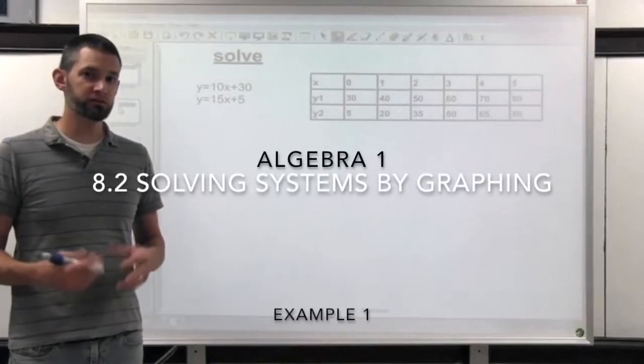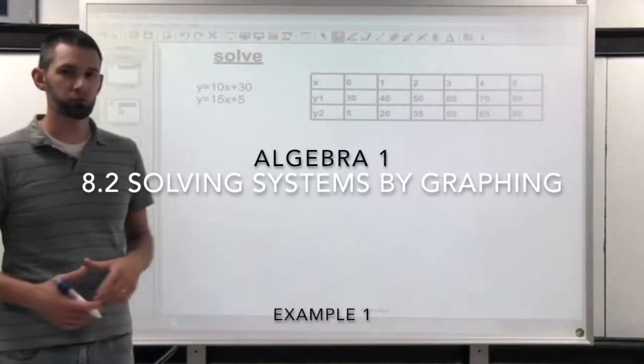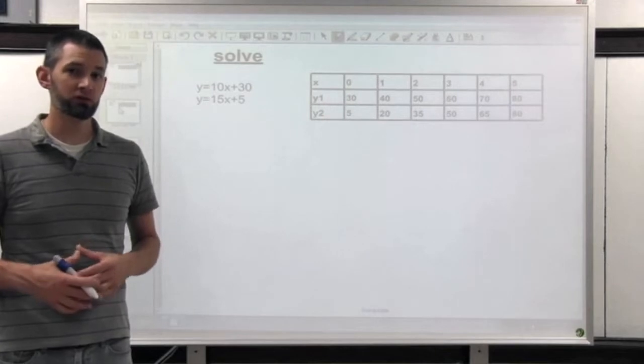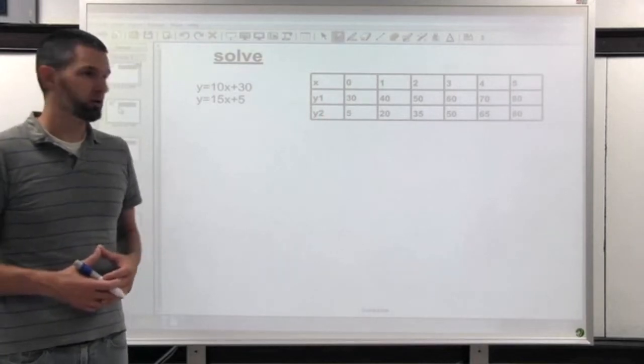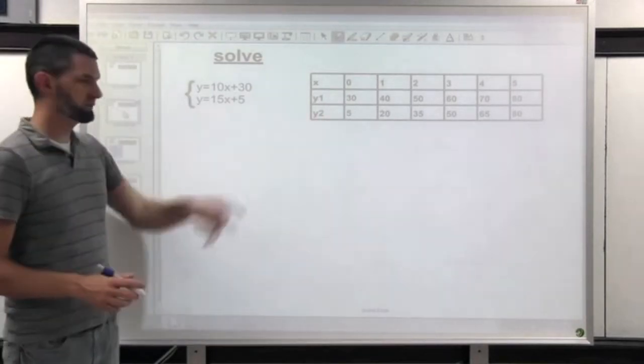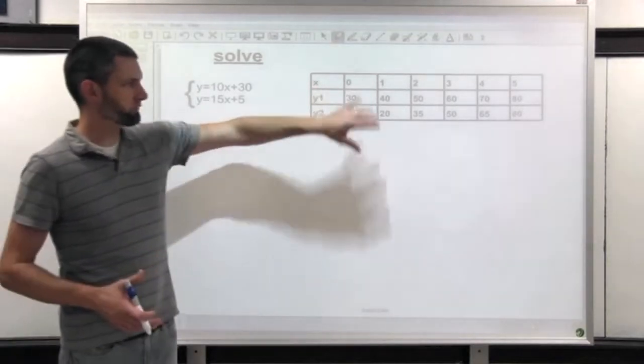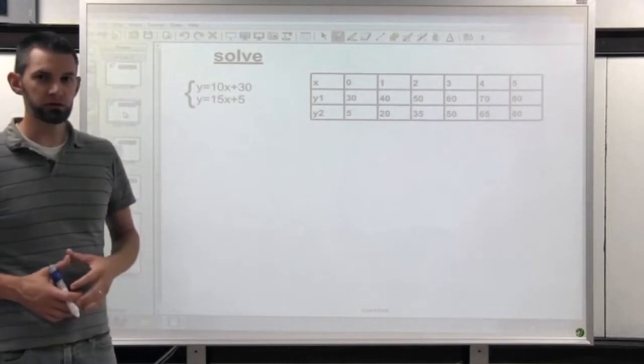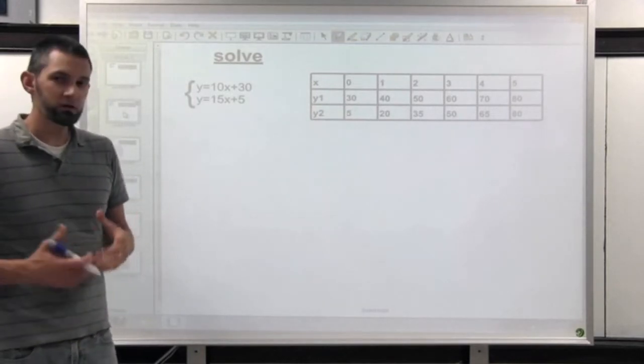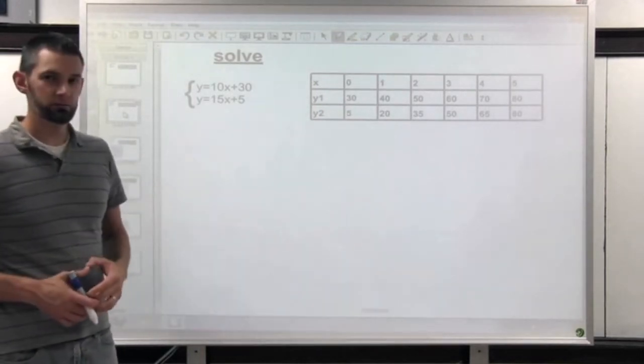So we said that a system is two equations we're looking at the same time. We're trying to solve at the same time. And we always put a bracket next to that to say they go together. That's a system. And then here we have all those values that we got already for these two equations. Well, what else can we do with a table of values?